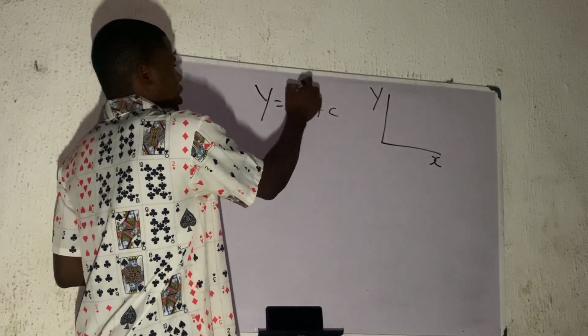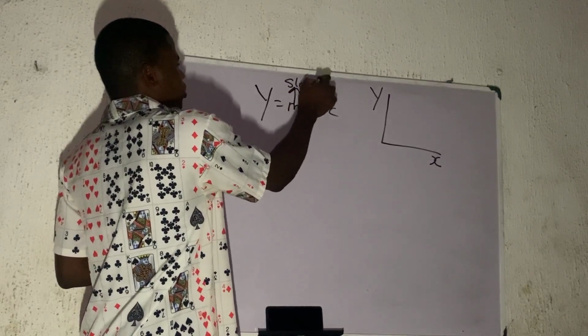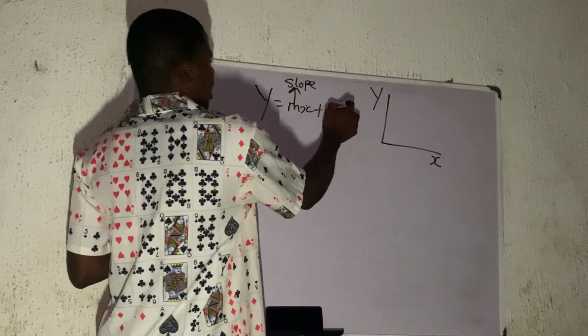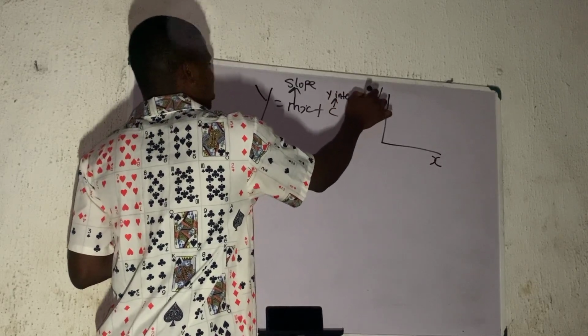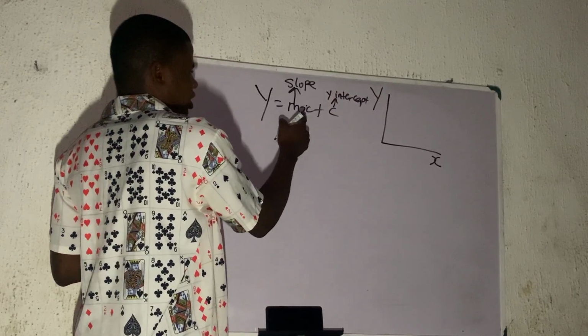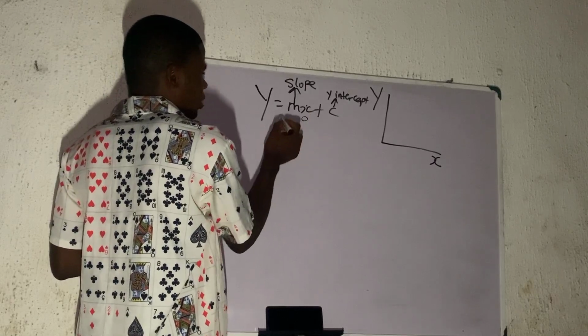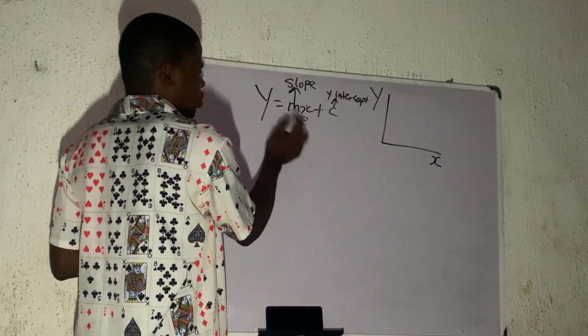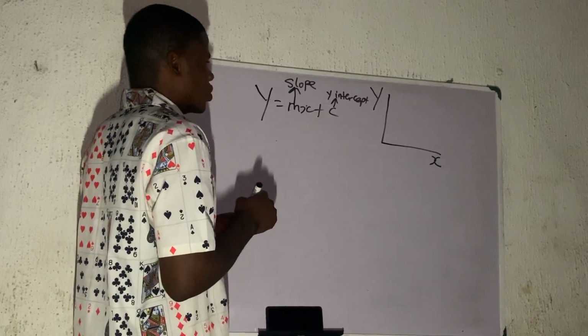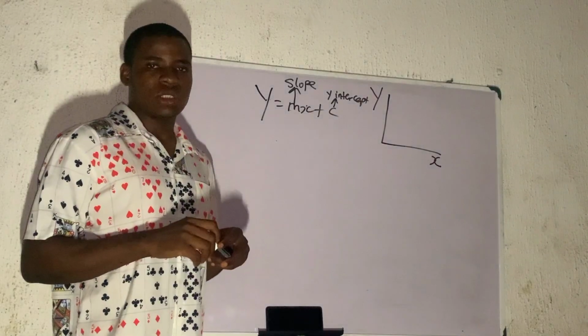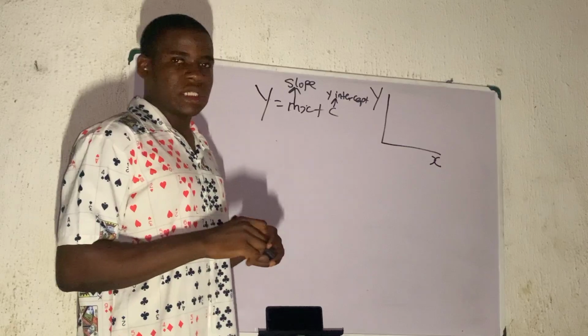Then here I have the slope of your graph. And here I have the y-intercept. The y-intercept is actually the value of y when x is zero. If you put x as zero here, you see that m times 0 will still be 0. So y will be c. So the y-intercept is actually the value of y when x is 0. Does it make sense?